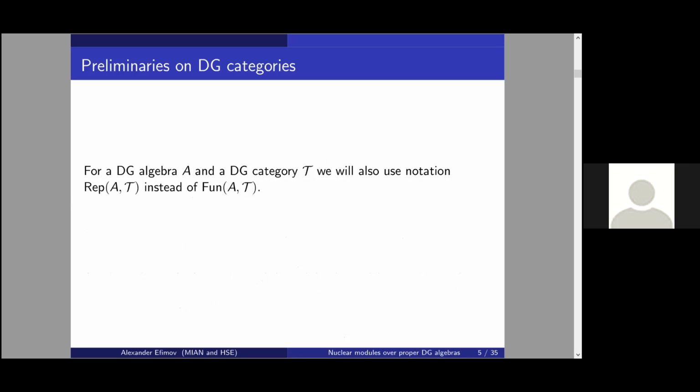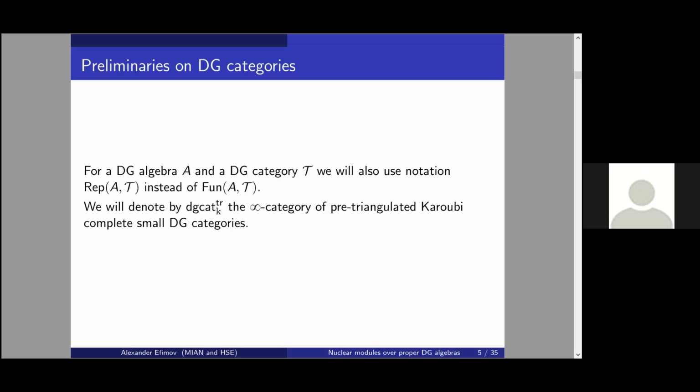I will often take DG algebras instead of DG categories because, for most people, I guess it's easier to think about DG algebras. And I will use notation like representations of A in some DG category T, which is the same as functors from A to T, if you consider A as a category with one object. I will also denote by DG cat triangulated the infinity category of triangulated Karoubi complete small DG categories.